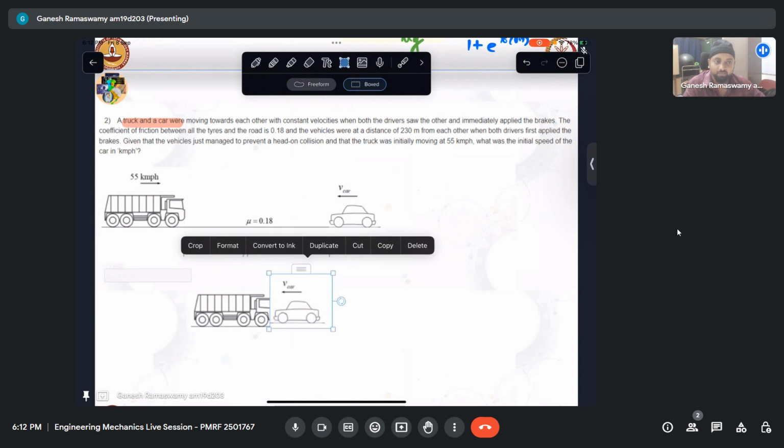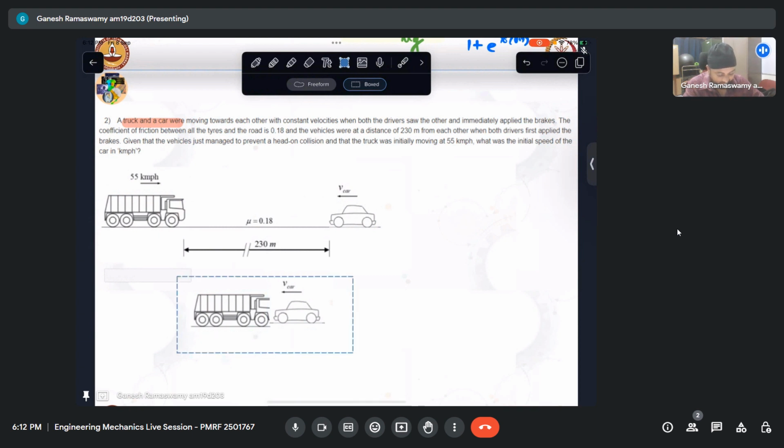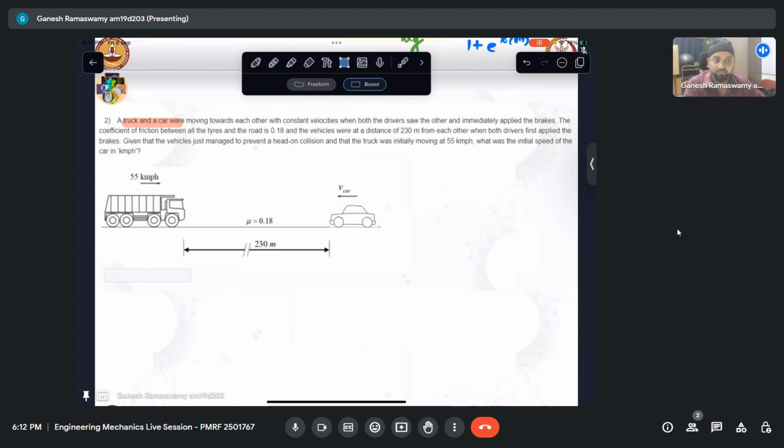Naturally, it will be a little more than this, but to understand the purpose behind the question, we will consider it to be this. Okay. So now we have been told that they are moving with constant velocities and then they applied the brakes. So let us see what happens when they apply the brake.